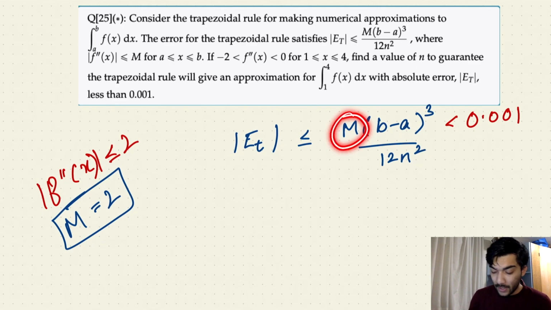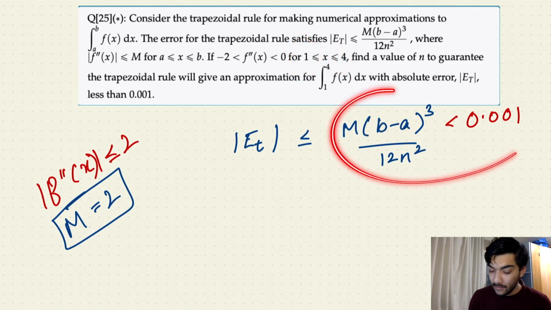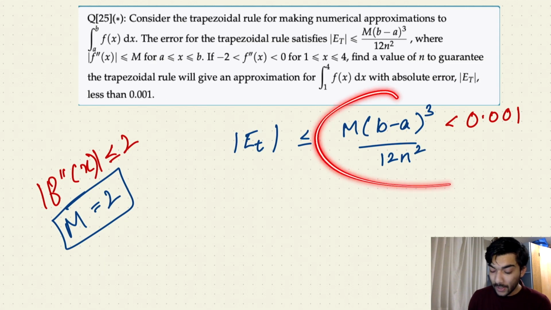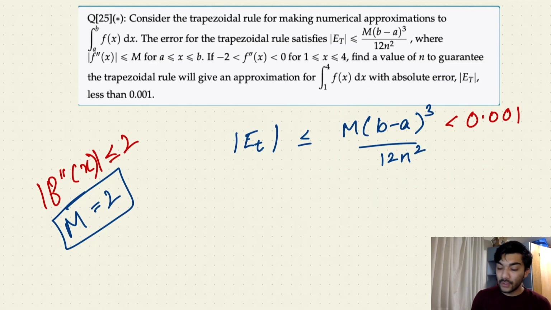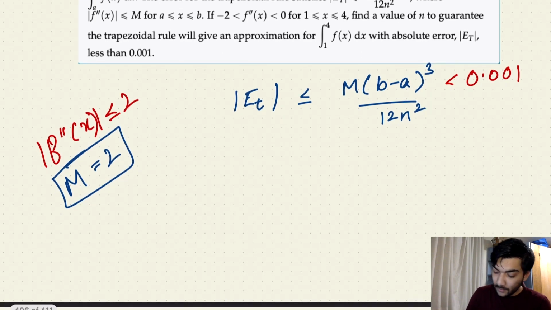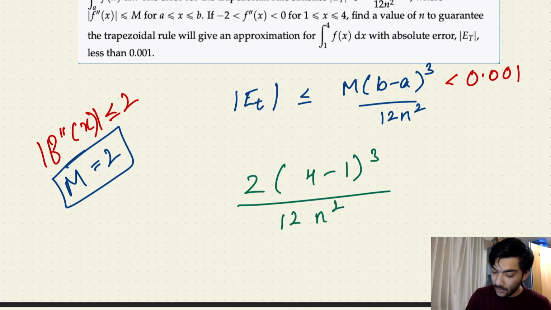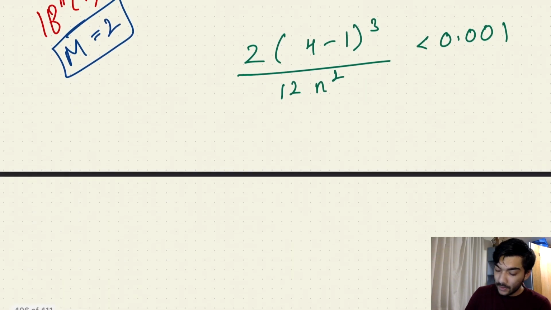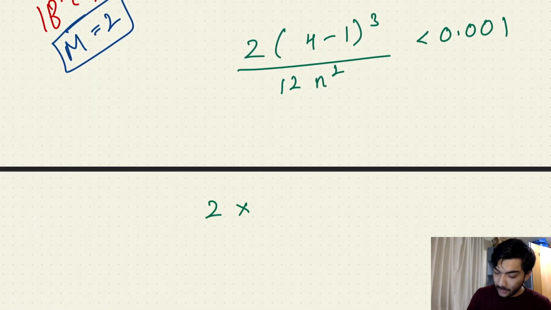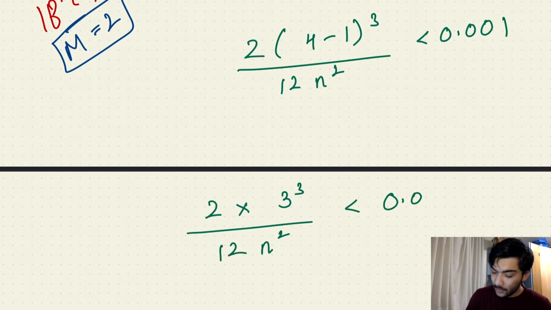So now we have the value of M, and we also have the values of b and a. The value of b is 4, the value of a is 1, and if we plug in all these values into this equation, we will get a value of n, the number of subintervals, which will cause the absolute error to be less than 0.001. So let's solve this. We know that the value of M is 2. So 2 times (b minus a) cube, where b is 4 and a is 1, upon 12n square is less than 0.001. So now 2 times 3 cube upon 12n square is less than 0.001.